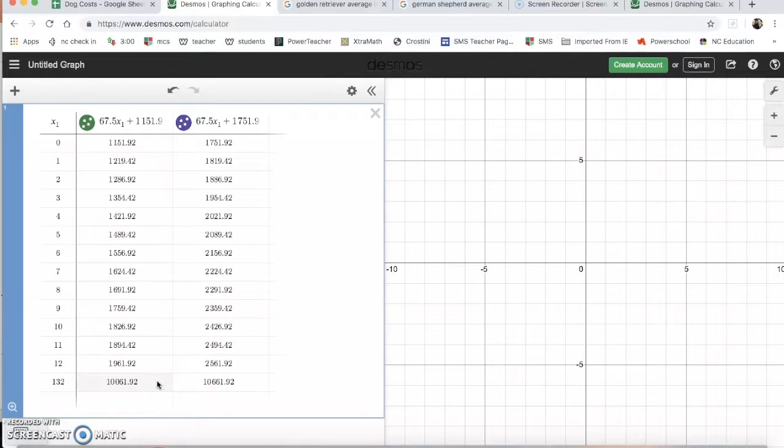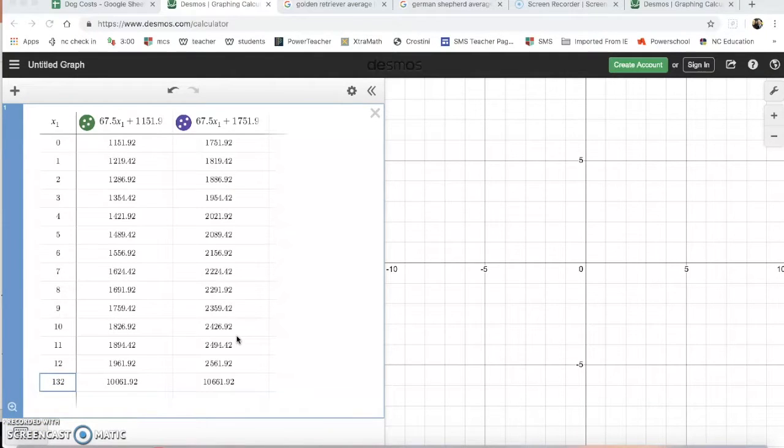You might spend $15,000 on your dog or $20,000, or I've seen estimates online of it being $30,000 to own a dog for the lifespan of the dog. So this would bring an interesting conversation to the table when you're comparing the two dogs to put in the number of months that you would own the dog.